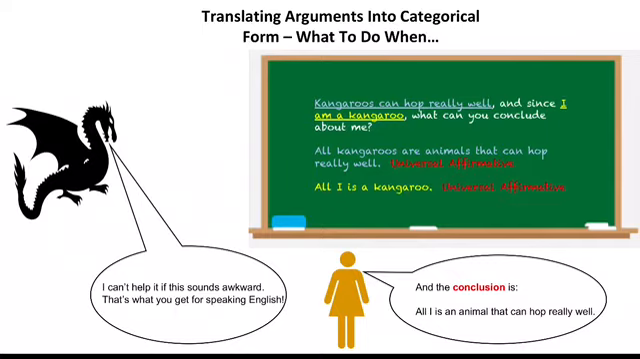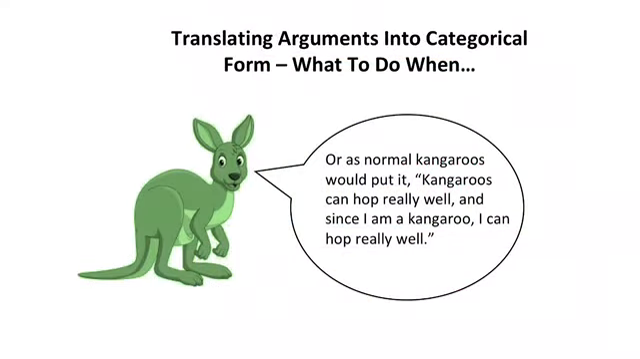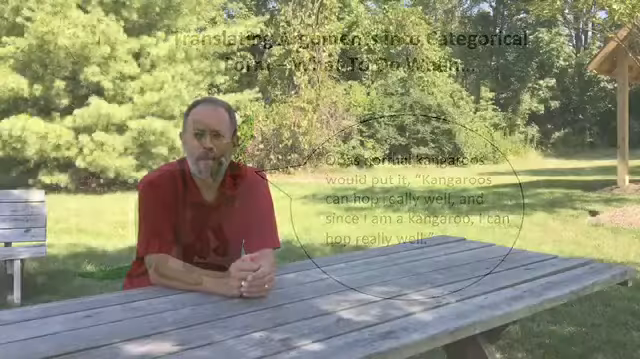And then the teacher says the conclusion is, all I, right, all that category, is an animal that can hop really well. The little kangaroo comes back and says, or as normal kangaroos would put it, kangaroos can hop really well, and since I am a kangaroo, I can hop really well. So the main thing you want to think about is, when you're looking at a noun, are we talking about the complete category or only some of that category? And even though that may put us into some strange grammar when it comes to the propositions, pull yourself back from that. In terms of analysis, we want to get it into that good categorical form. Then we can always translate it back into normal speech, or normal kangaroo speech, as the case may be.